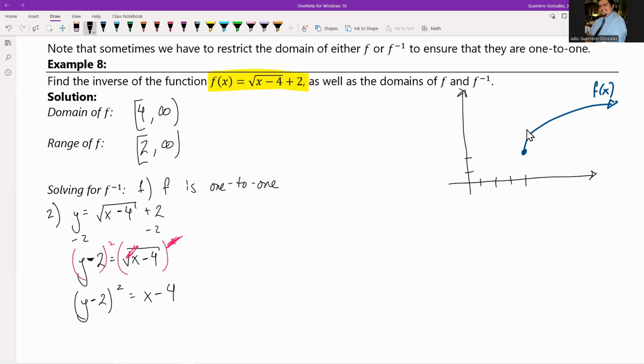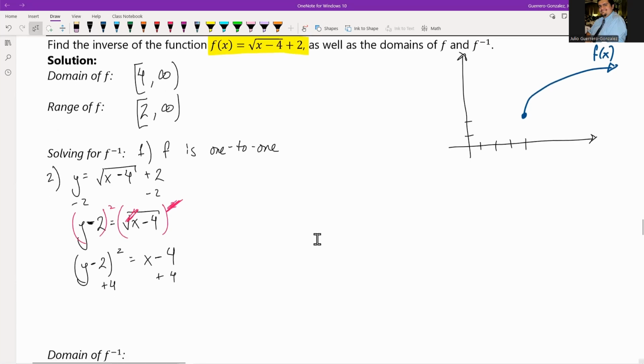Okay, last step, I need x by itself, right? I have a minus 4. I'm going to do plus 4, okay? And that, let me scroll this down a little bit. Okay, that should be x is equal to y minus 2 squared plus 4.